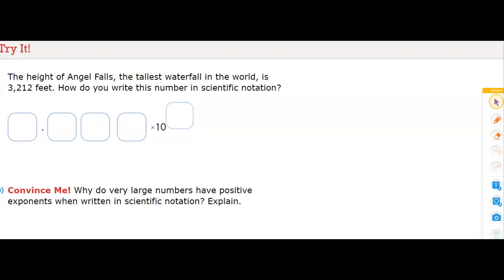The height of Angel Falls, the tallest waterfall in the world, is 3,212 feet. How do you write this number in scientific notation? So we look at that first digit. It's a 3, so that goes here. And then the rest of the digits go in there. And then there are 3 digits behind the decimal, and that's it.